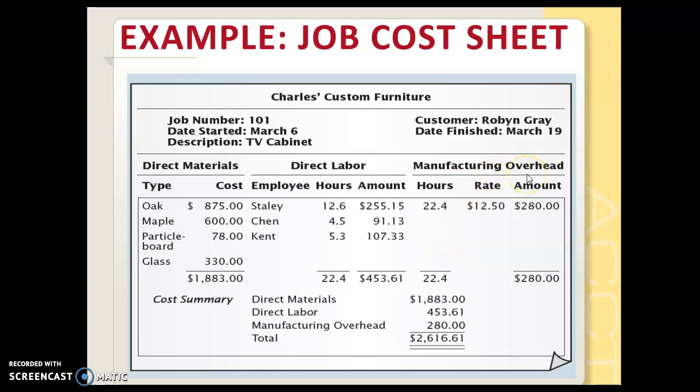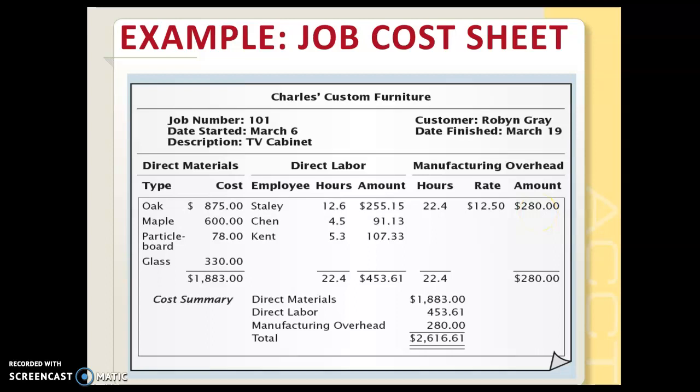Now, we're going to apply overhead at the end of every month. This was the month of March, so at the end of March, or on March 19th when the job was done, we count up the direct labor hours for that month, which was 22.4. We put that there, and we multiply that by the formula rate that we figured out last fall, and now we're using that same $12.50 rate all year this year. So we take the 22.4 times the $12.50, and that gives us $280 of overhead that we are applying to this job for this month.